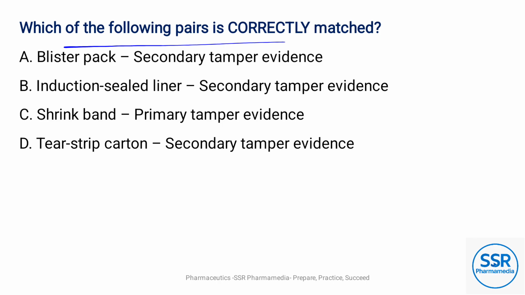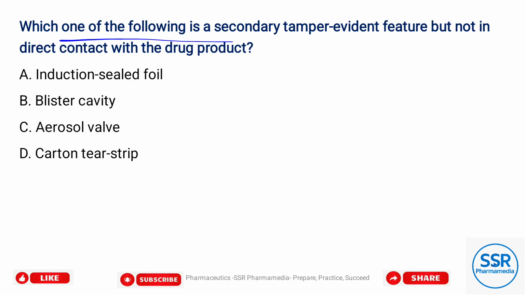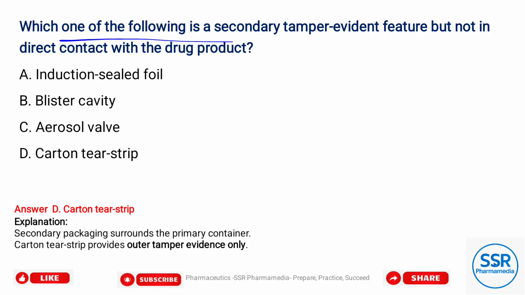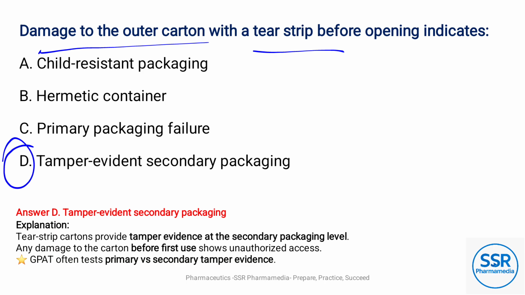The tamper evidence provided by a tear strip on a carton is classified as, so option C, secondary tamper evidence. Which of the following pairs is correctly matched? Option D, tear strip carton. It's a type of secondary tamper evident container. Which of the following is a secondary tamper evident feature but not in direct contact with the drug product? So option D, carton tear strip. Damage to the outer carton with tear strip before opening indicates, so option D, tamper evident secondary packaging.